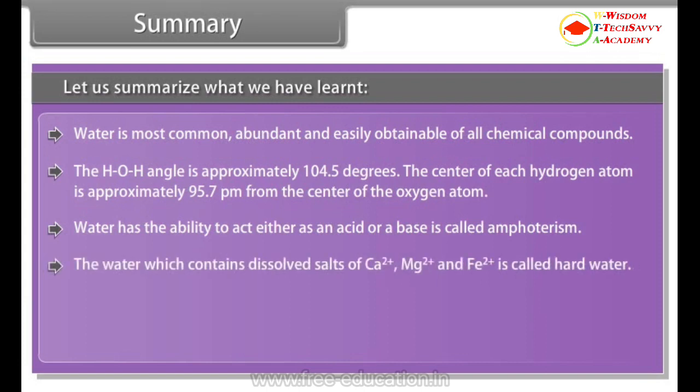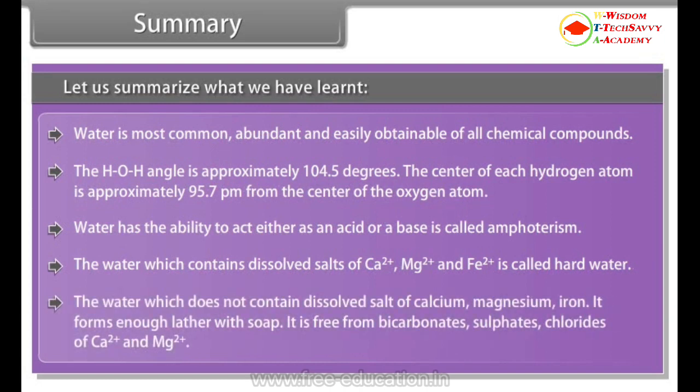The water which contains dissolved salts of Ca2+, Mg2+, and Fe2+ is called hard water. The water which does not contain dissolved salts of calcium, magnesium, iron, etc. is called soft water. It forms enough lather with soap. It is free from bicarbonates, sulfates, chlorides of Ca2+ and Mg2+.